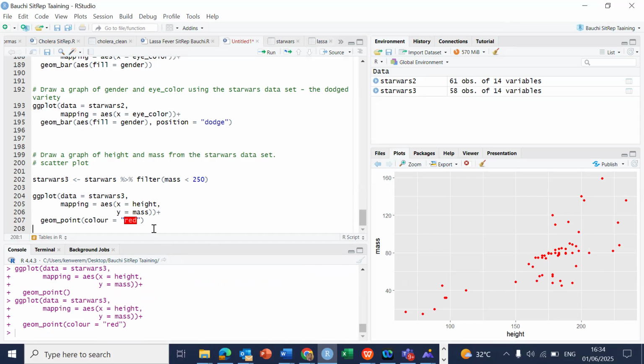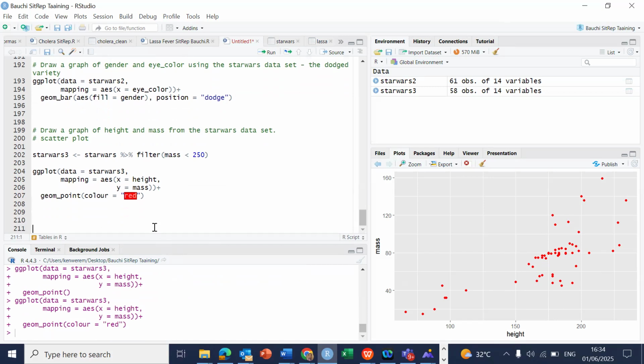Can you see that? Well, is it visible for you? It's visible. Okay. Can see.